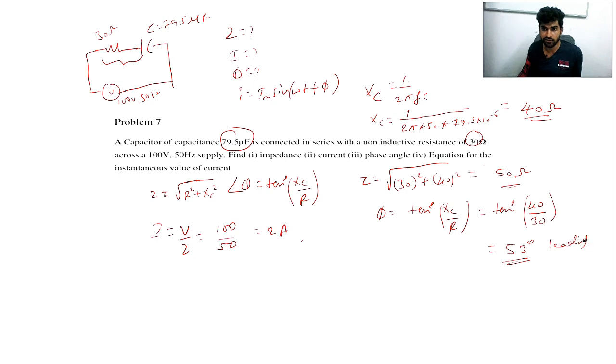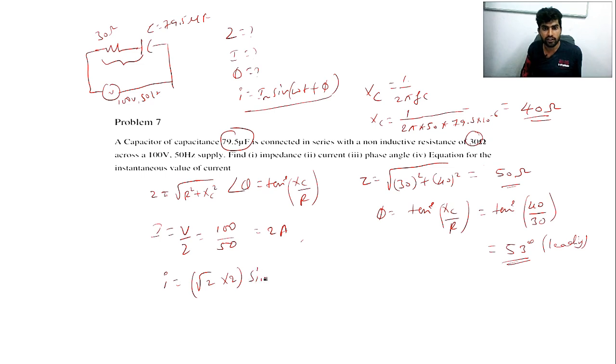Capacitive, that's why leading. Next, there is the instantaneous value of alternating quantity, that is I is equal to Im sin(omega t plus phi). Omega we need to calculate. Phi is 53 we got. So I is equal to, Im is equal to what? Im is equal to root 2 into I RMS value, current value into 2. Okay, this is Im.